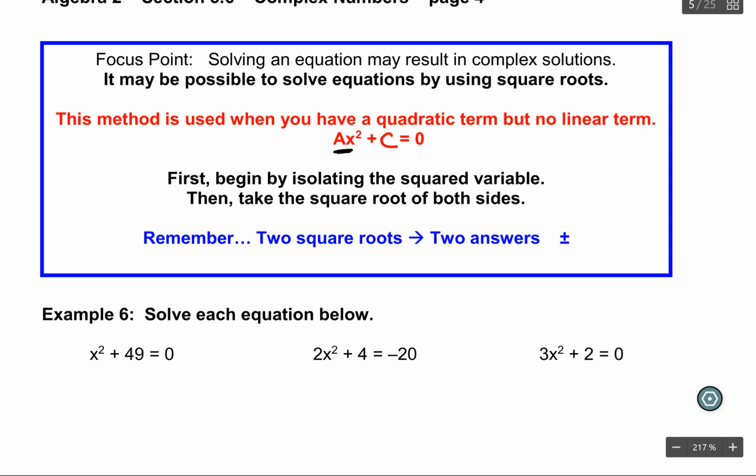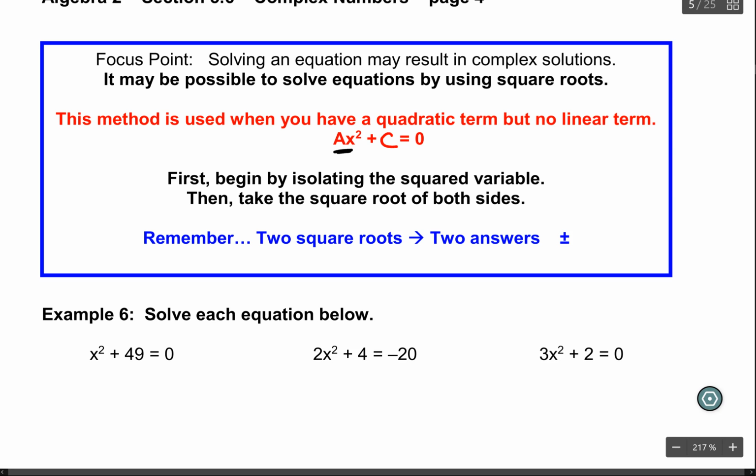How do we do this? We isolate the squared term and then take the square root of both sides. And remember, when you have two square roots, you get two answers, and that means your two answers have to have a plus or a minus.